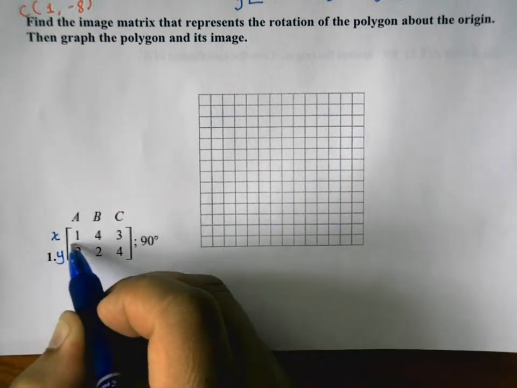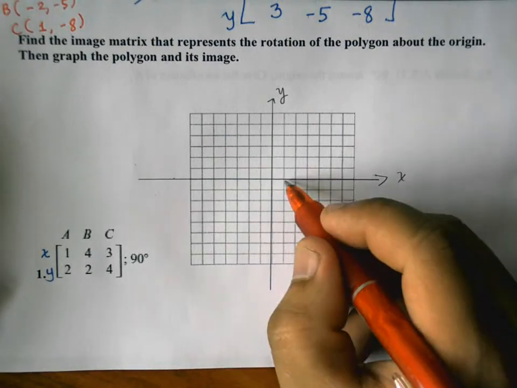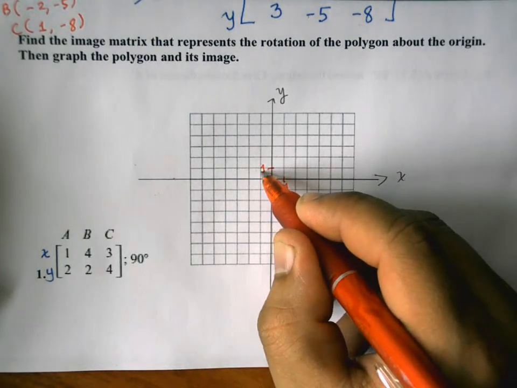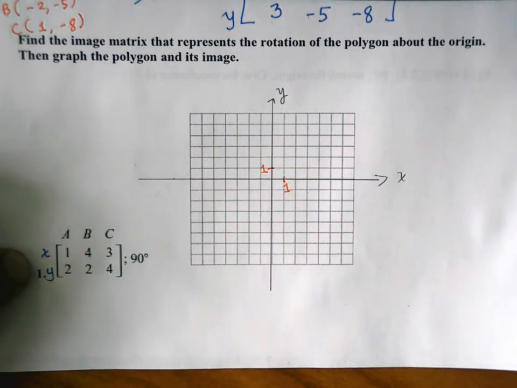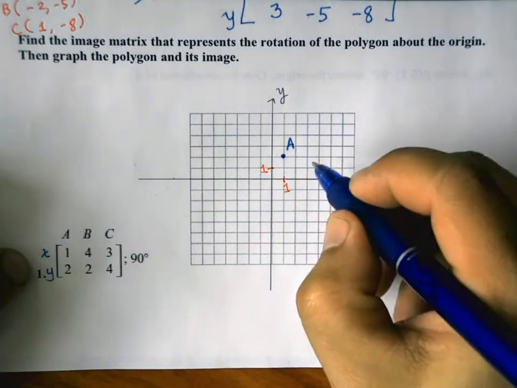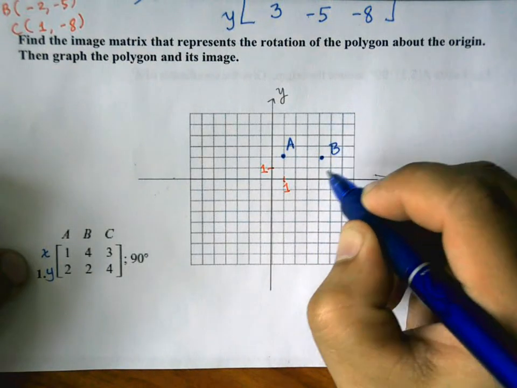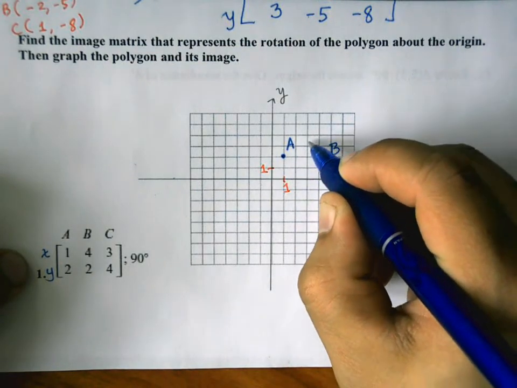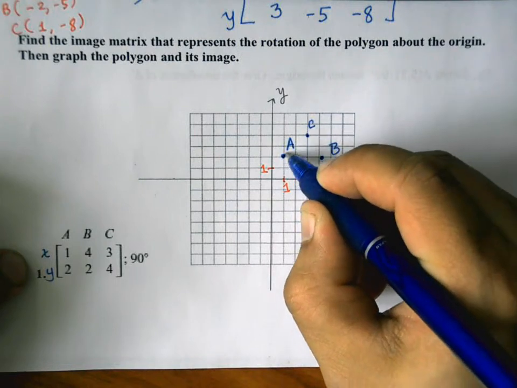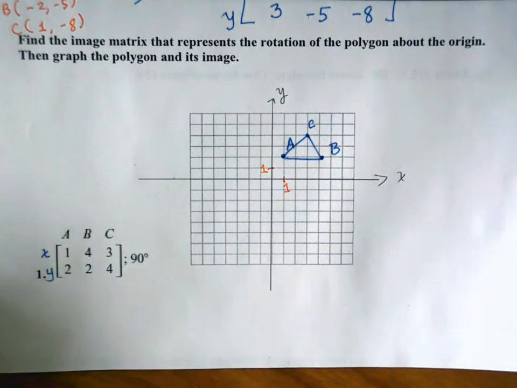So remember that this top row here are all the x-coordinates, the bottom row here are all the y-coordinates, and we can use the image matrix to graph. Okay, so I'm going to make sure I include my scale here. And A is 1, 2, so go over 1, up 2, that's A. B is 4, 2. That's B, and C is 3, 4. So that's C right there. So that's our triangle ABC.